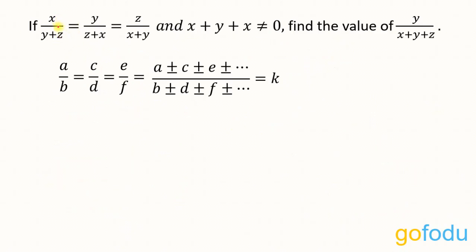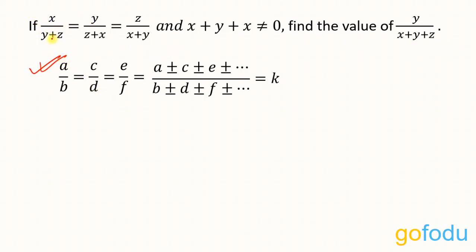So we have this ratio x upon (y + z) is equal to y upon (z + x) is equal to z upon (x + y). And this sum is not equal to 0. So we can have x plus y plus z in the denominator. We have to find the value of y upon (x + y + z).